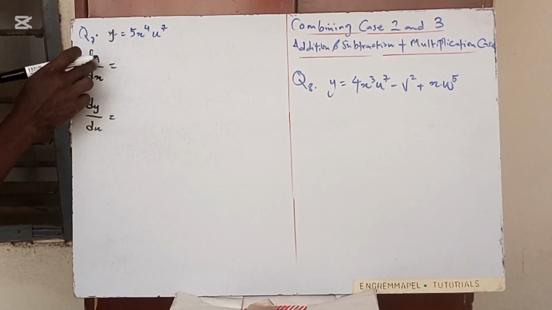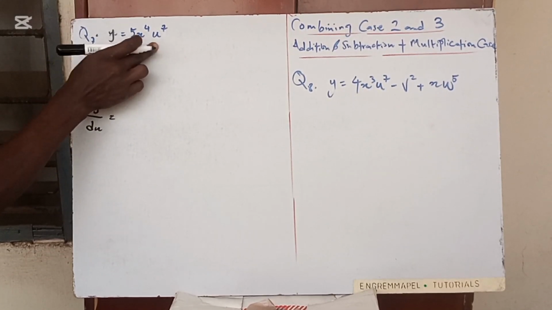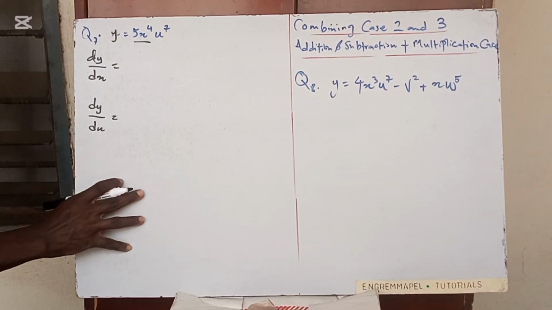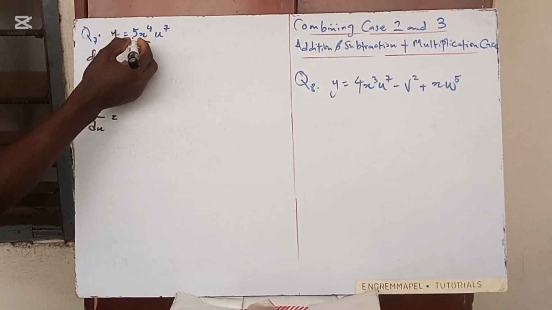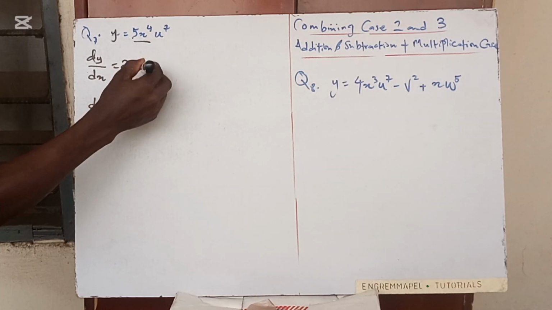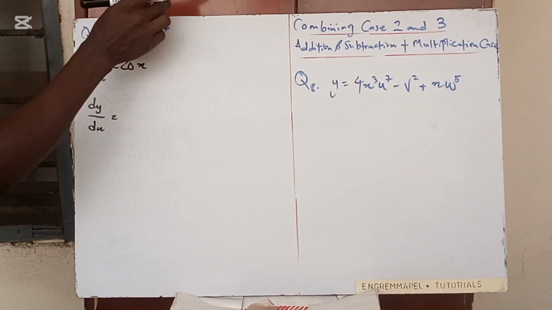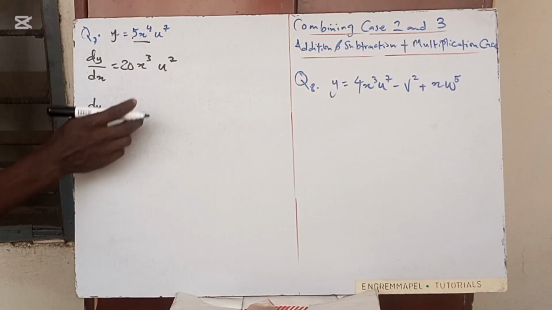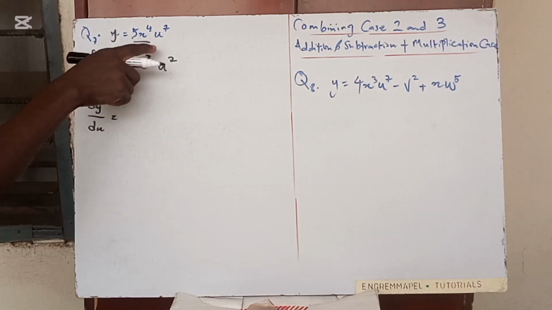So now it's going to be dy dx. We are facing this here. So that will be 4 multiplied by 5, which is 20, x raised to power 4 minus 1, which is 3. Then we write this one like that. So now for the dy du now, I'm facing this.